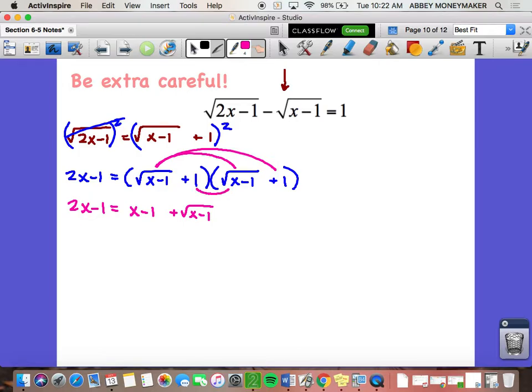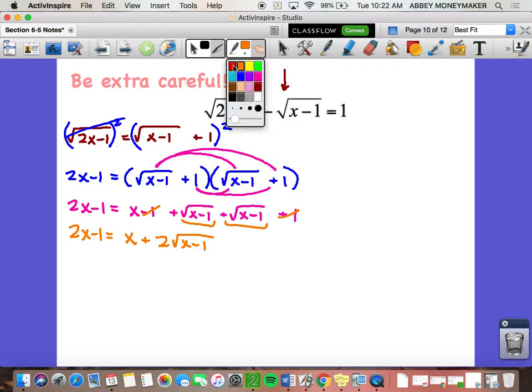1 times the square root of x minus 1, I got another one of those, the square root of x minus 1, and then 1 times 1 gives me 1. So let's clean this up a little bit. I have 2x minus 1 is equal to x minus 1 and then plus 1. Those ones are done. So I have x plus 2 square roots of x minus 1 because I got 2 of those, 1 and then 2.